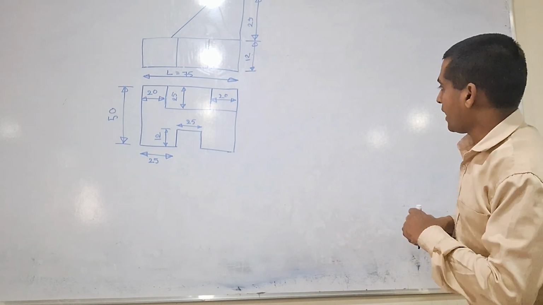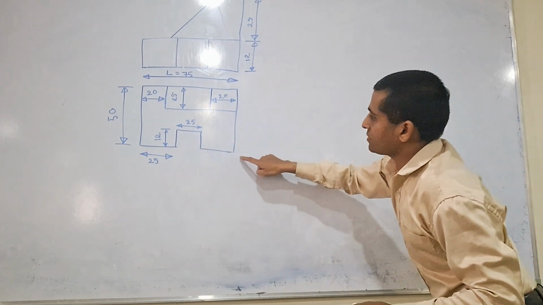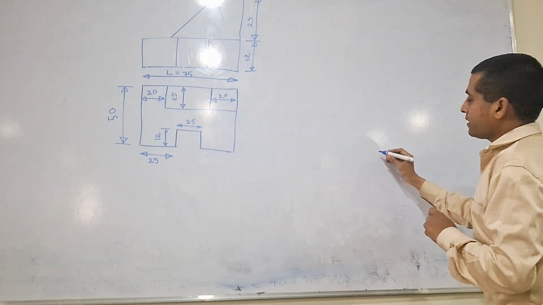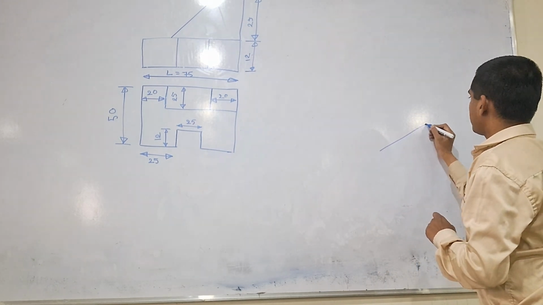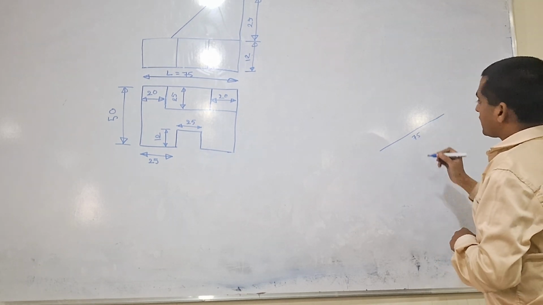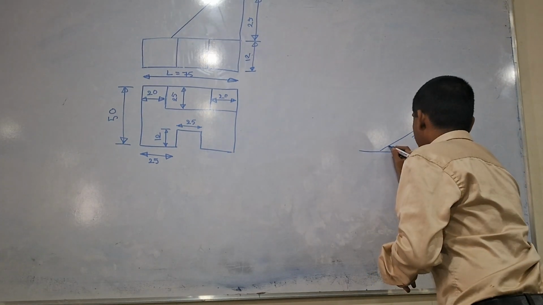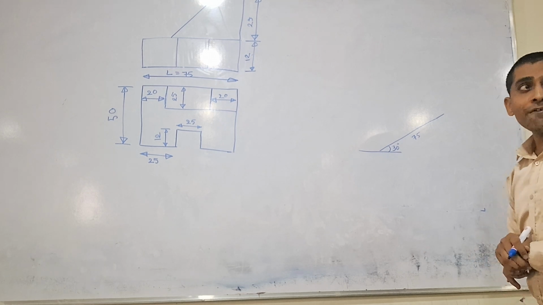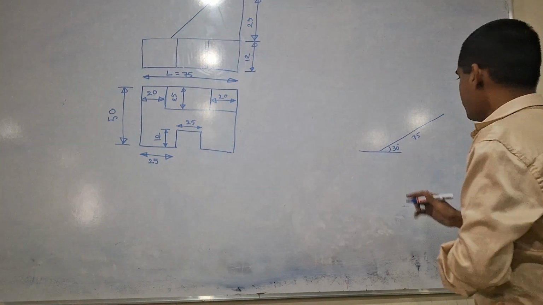First I want to draw this distance. How much is it? 75, right? So I am drawing that here, 75 mm. With what inclination have I drawn it? With the horizontal, at 30 degrees inclination, I have drawn a line of 75 mm.